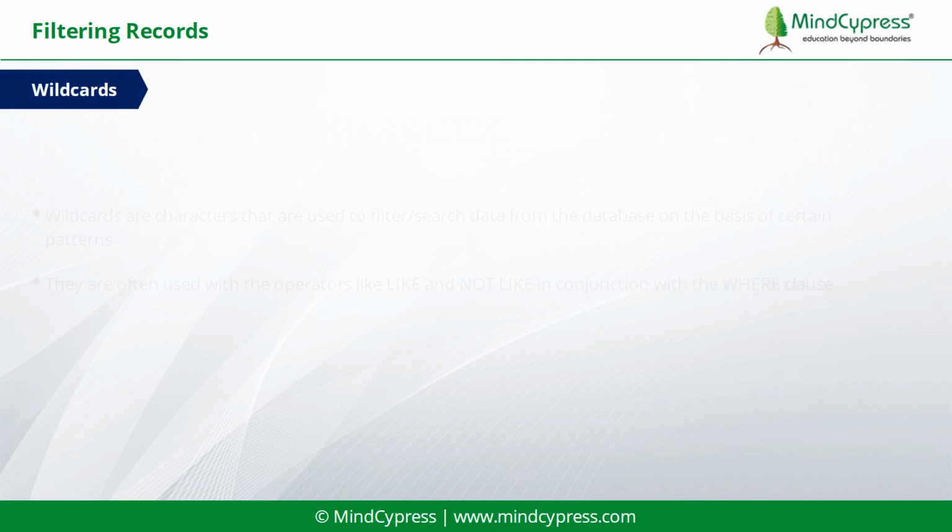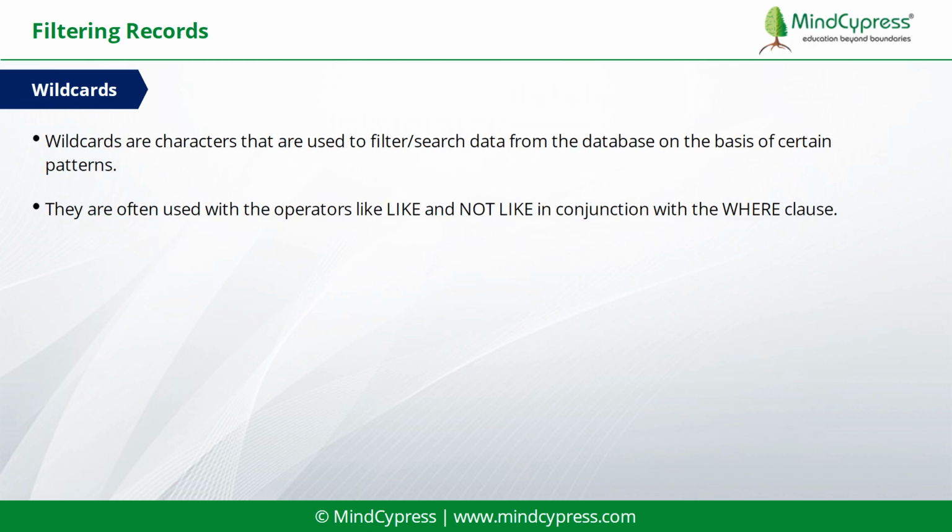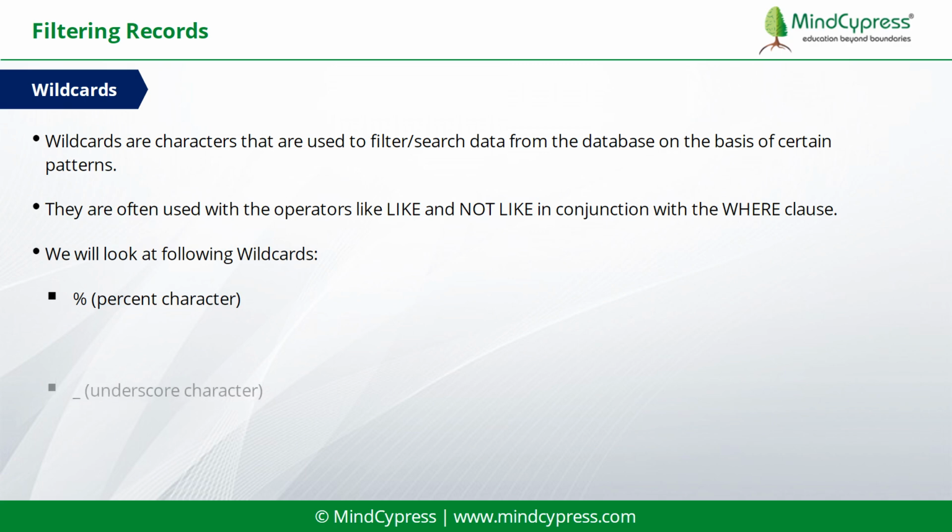Wildcards. Wildcards are characters that are used to filter or search data from the database on the basis of certain patterns. They are often used with the operators like and not like in conjunction with the where clause. We will look at the following wildcards: % character, _ character.